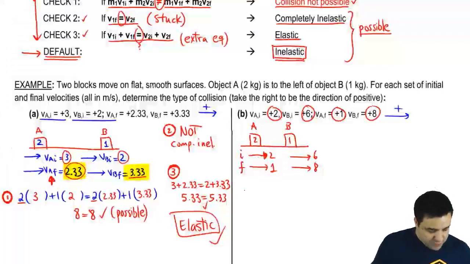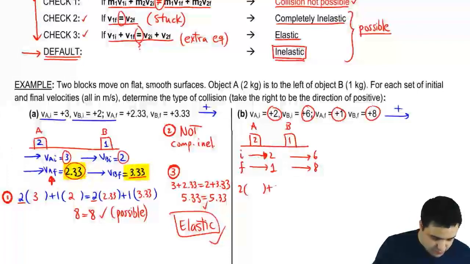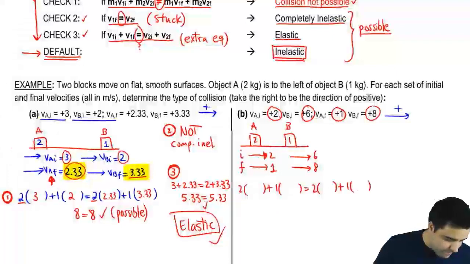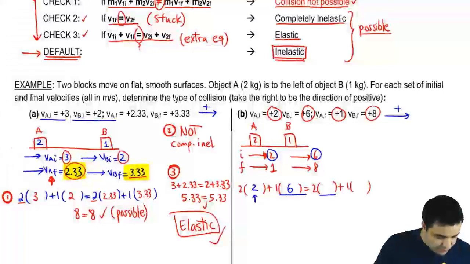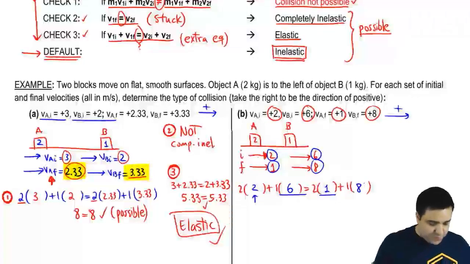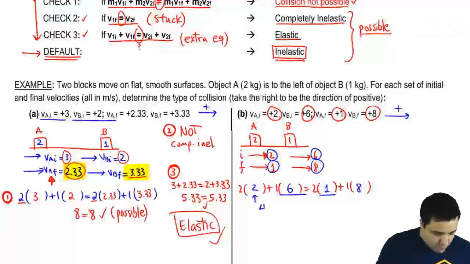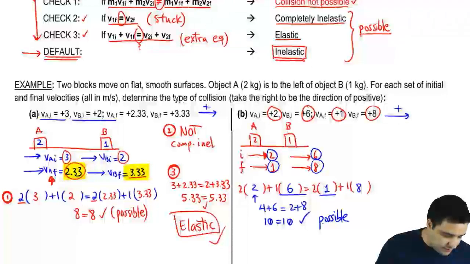Let's do the checks. First, let's check if this is a possible collision by using the full equation. I'm going to put the velocities here. This is initial of the 2, initial of the 1, final of the 2, final of the 1. All the numbers are positive as well. And I have 4 plus 6 equals 2 plus 8. I get that 10 equals 10. That is true. So this means this collision is possible.